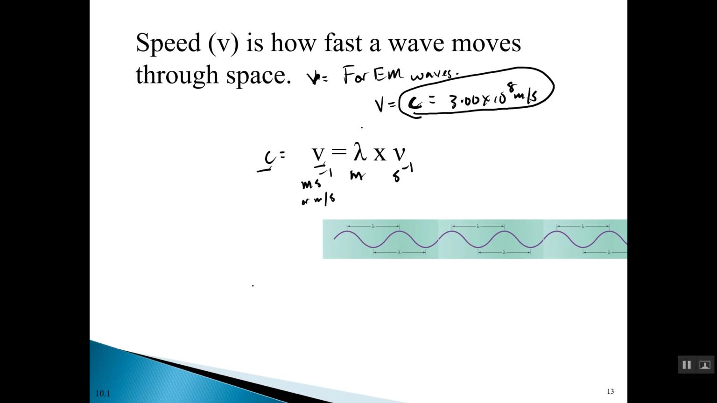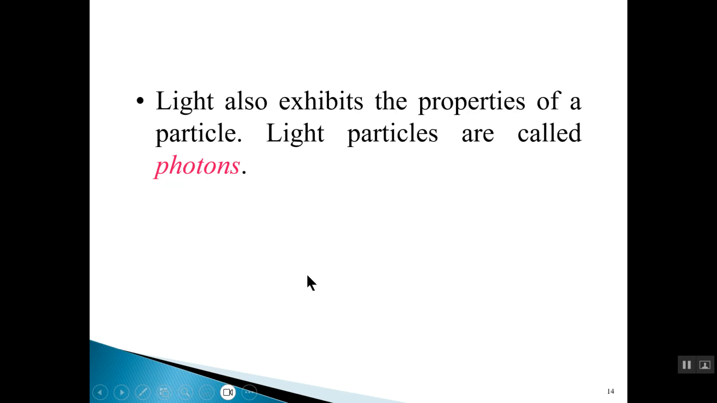And specifically, as we said before, as it relates to radiation, the speed of the radiation of the waveform is always going to be equal to 3.00 times 10 to the 8 meters per second, all right? So that's a relationship between the speed of a wave, the wavelength, and the frequency.